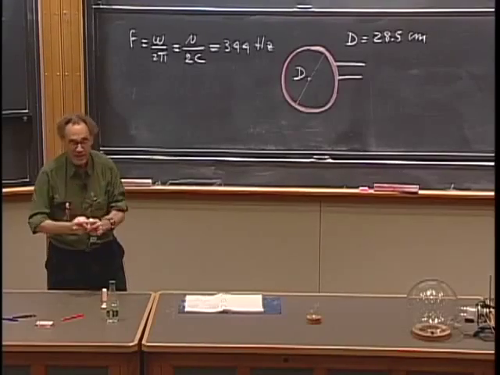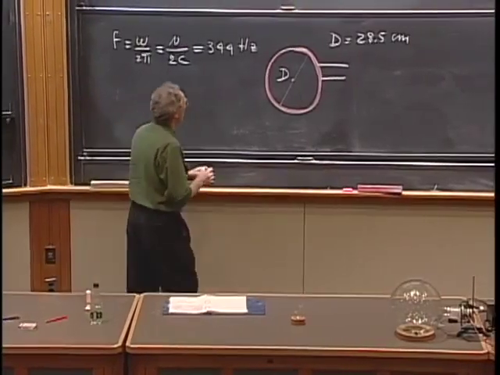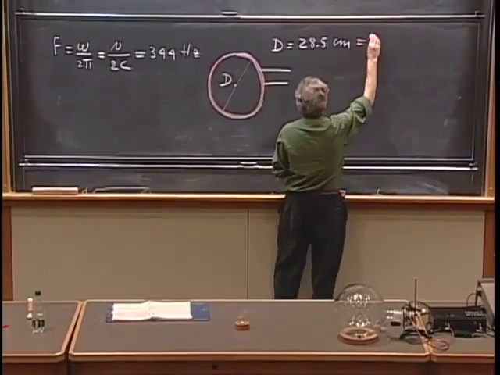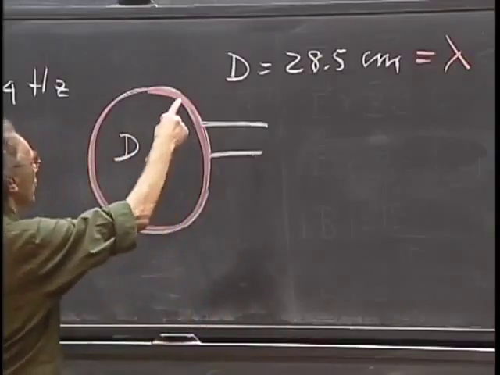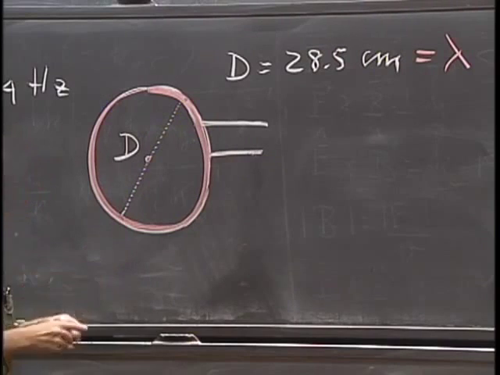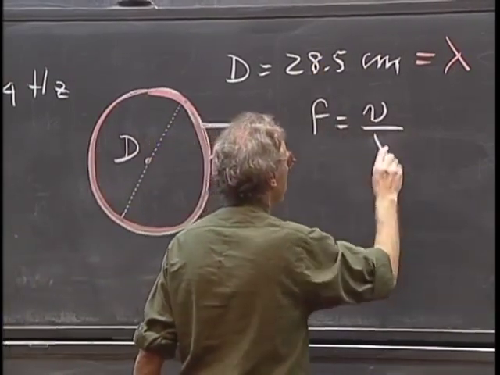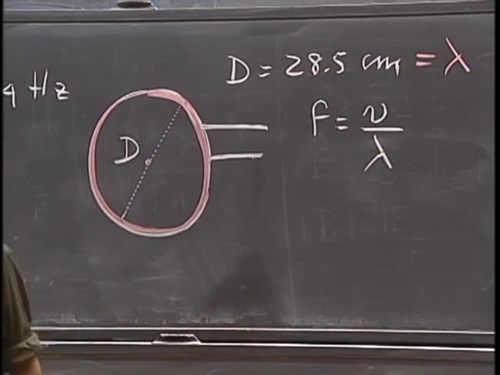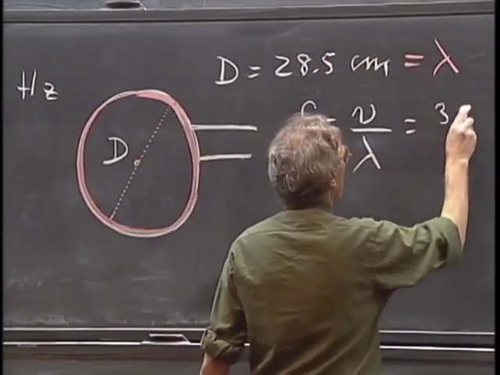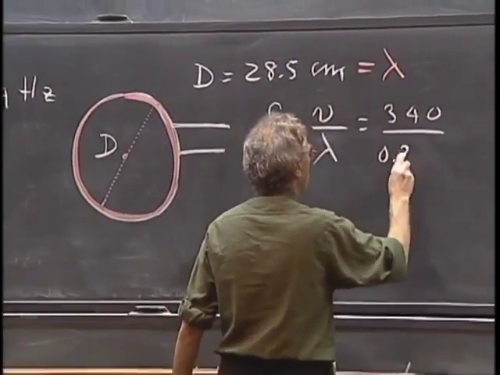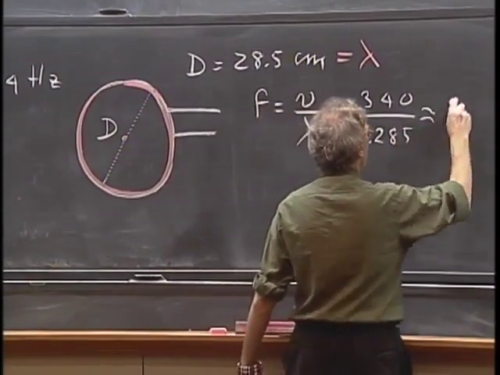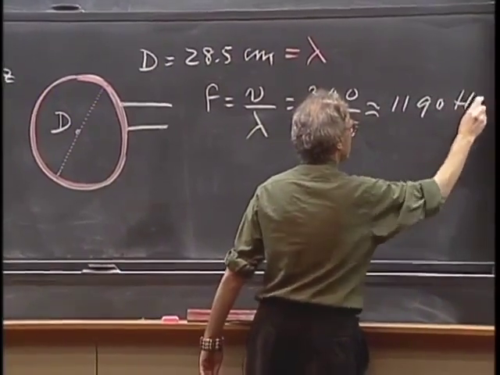Knowing that, I said to Marcos, well, that means that lambda must be 28.5 centimeters because from node to node to node is one whole wavelength. And so I made the prediction that the frequency f, which of course is the speed of sound divided by lambda, would be 340 divided by 0.285, and that is something like 1190 hertz.